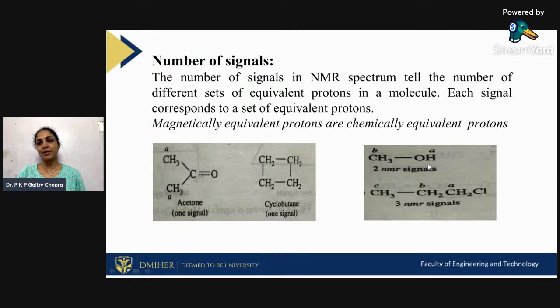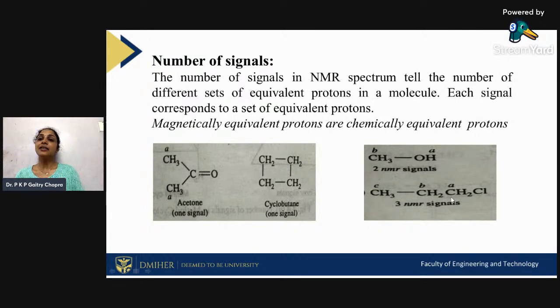Similarly, for the next example, that is CH3, here we have three sets of different protons. Why are they different? If we start with A, CH2Cl, these two protons are attached to a carbon, which is in turn directly attached to chlorine, the halogen. If we see the second set of protons, that is B, these protons are attached to a carbon, which is in turn attached to two other carbon atoms.